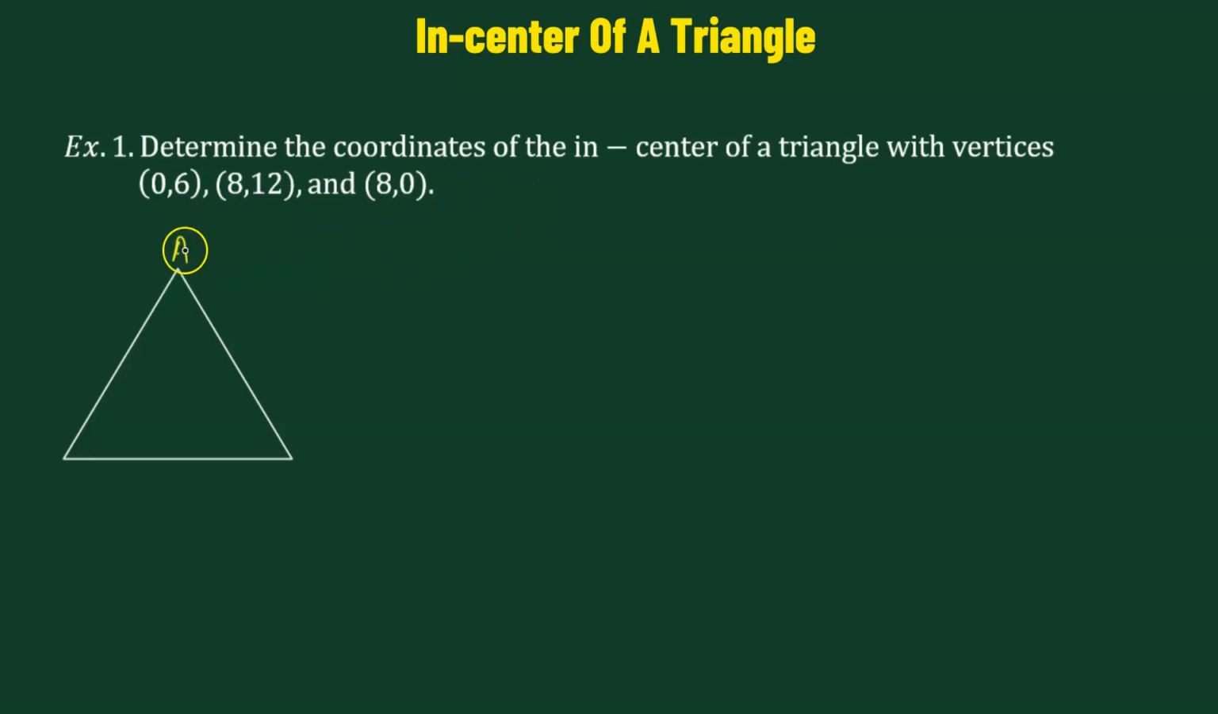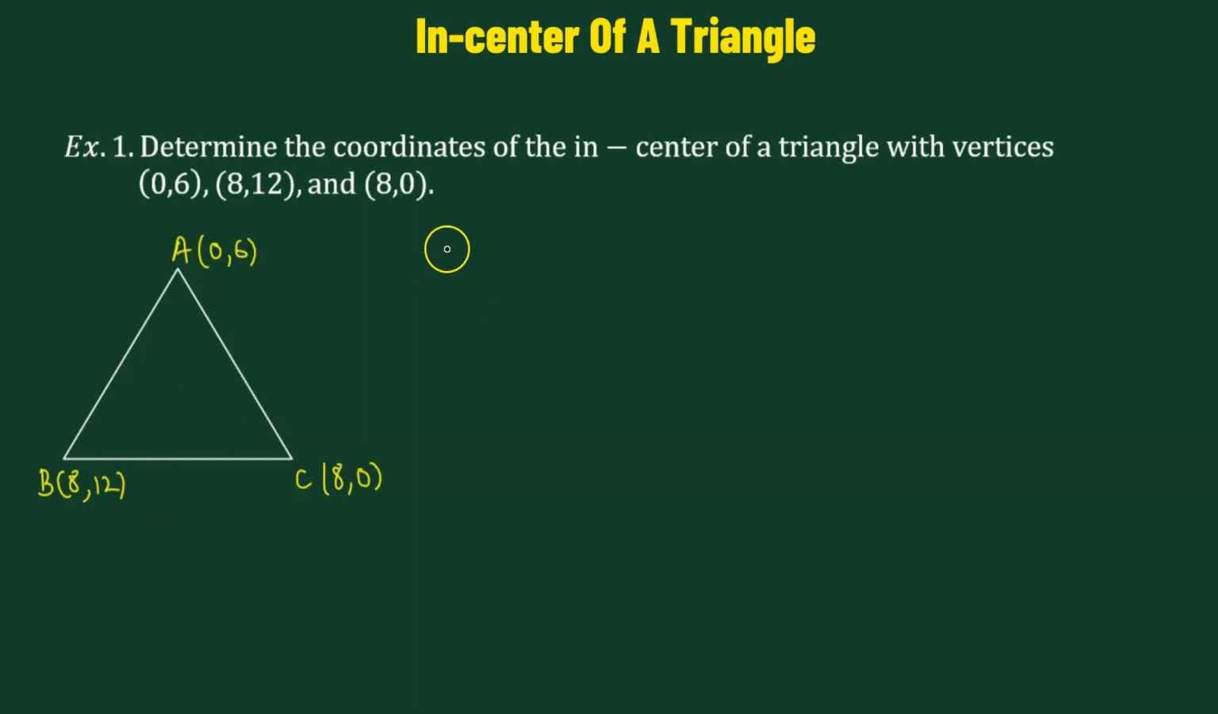So let's say we have a triangle ABC. We'll suppose that the coordinates of vertex A are (0, 6), the coordinates of vertex B are (8, 12), and the coordinates of vertex C are (8, 0). So our goal will be to find the coordinates of the incenter. Here we'll need the lengths of the sides of the triangle, so let's find the length of each of the sides of the triangle.